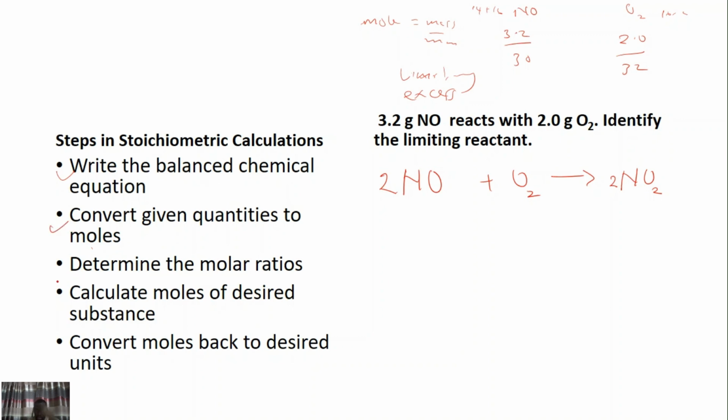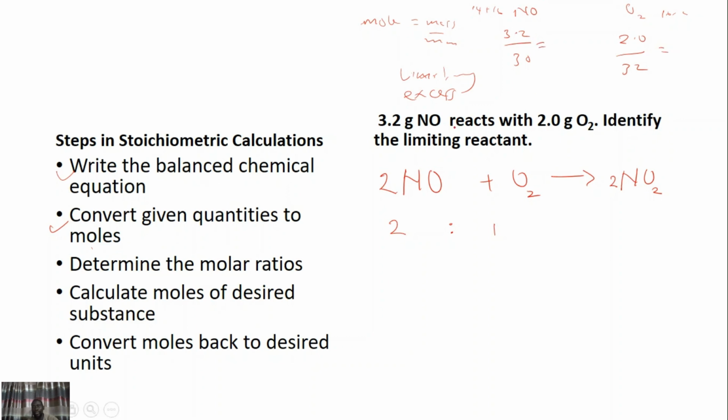The next step is to determine the molar ratio. Now, let's determine the molar ratio in the equation. The molar ratio here is when you present 2 moles of nitrogen oxide, 1 mole of oxygen will react with it. So this is 2 ratio 1, right? Now, let's look at its ratio here, okay? But before we do that, let's simplify this, okay?